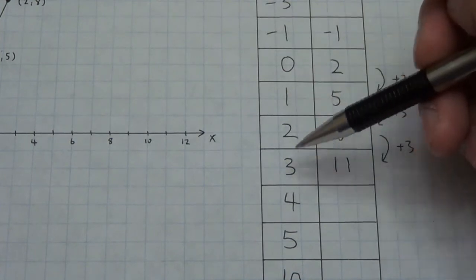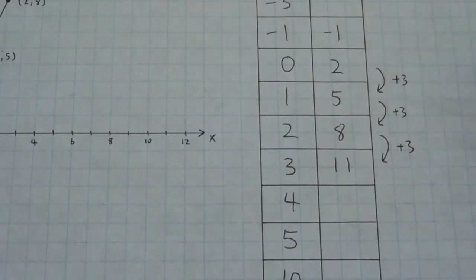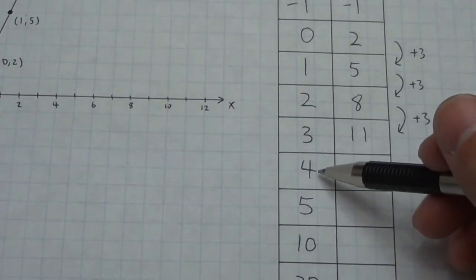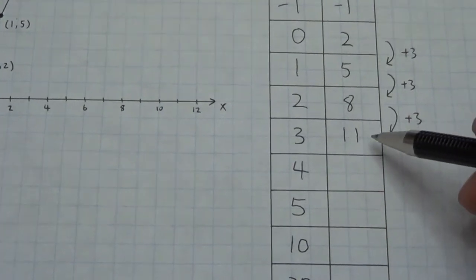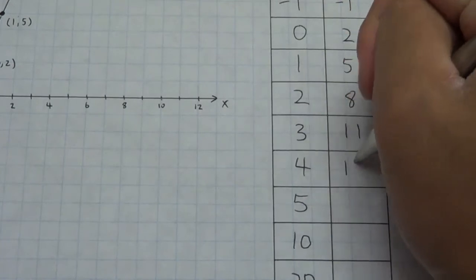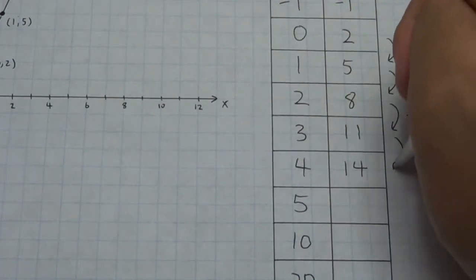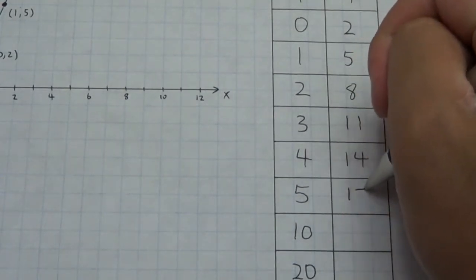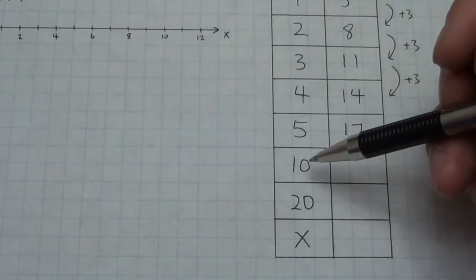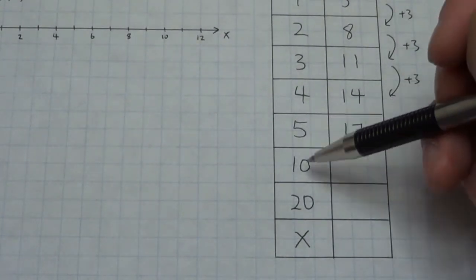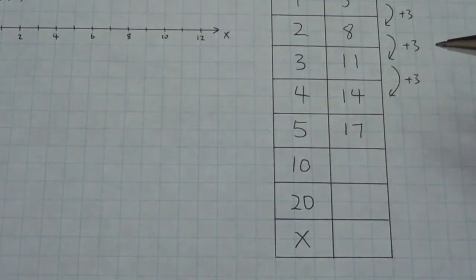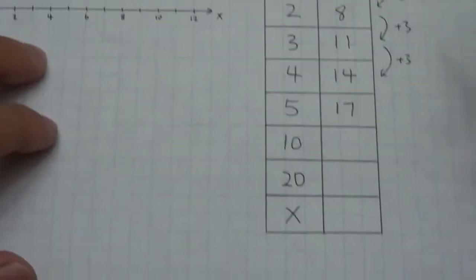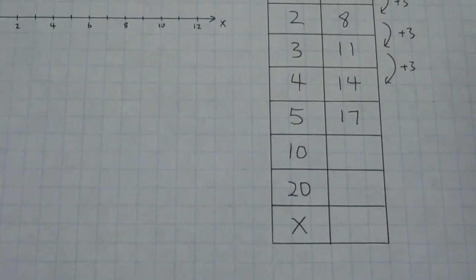As x is increased by 1, y increases by a certain amount, and that can help us get our next value. So when x goes from 3 to 4, I know that y will go from 11 to 14, because 11 plus 3 equals 14. Going from 4 to 5, 14 will go to 17. Now for the next one, we can't do that because it's jumping 10 spots instead of going from 5 to 6. So in this case, it would be more helpful if we come up with the equation, so we can plug in whatever we want for x and get our corresponding y.